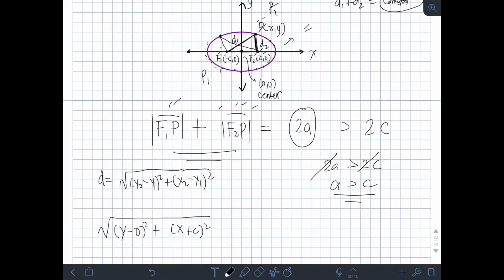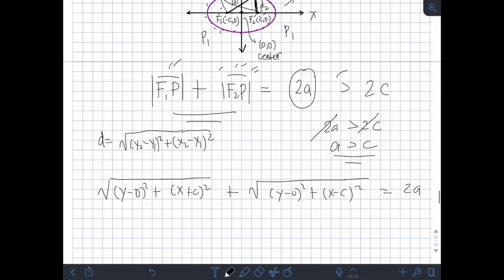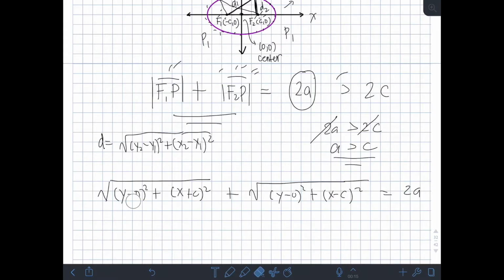Plus c squared. Plus, ano naman, sa F sub 2 P. So, let's say uli, point 1 sa F sub 2, tapos point 2 si P. So, we have square root of, so, y sub 2 is y uli, then y sub 1 is 0. So, y minus 0 squared plus, so, this time, x sub 2 is x uli, tapos x sub 1 is c. So, x minus c squared equals 2a. Okay? So, ito pala, gawin ko na lang ding y squared kasi y minus 0, right?